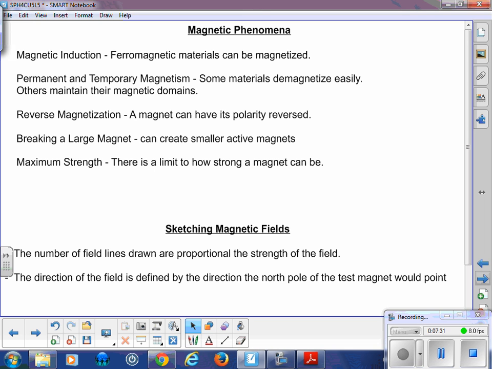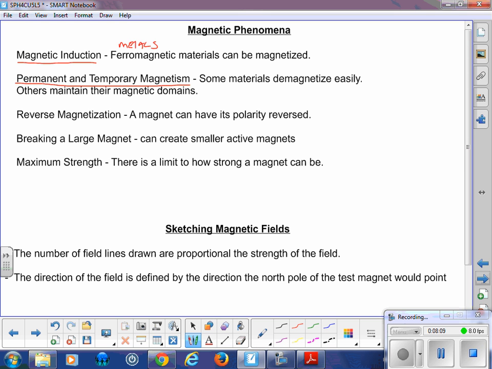Magnetic phenomena. There's a couple things here, definitions of terms. Magnetic induction. That means this is a process in which we make metals ferromagnetic. This is just a fancy word for metals that can be magnetized. Permanent and temporary magnetism. Lodestone is a permanently magnetic material. Temporary magnetism is like the nail that you may have done in, I think it's grade 3, they do that in the science for magnetic forces. You can magnetize a nail short term. It doesn't stay magnetic forever.